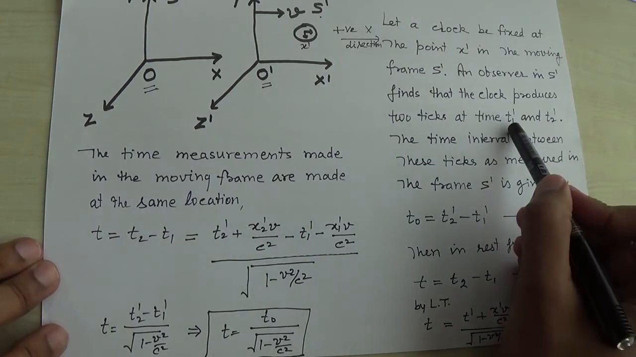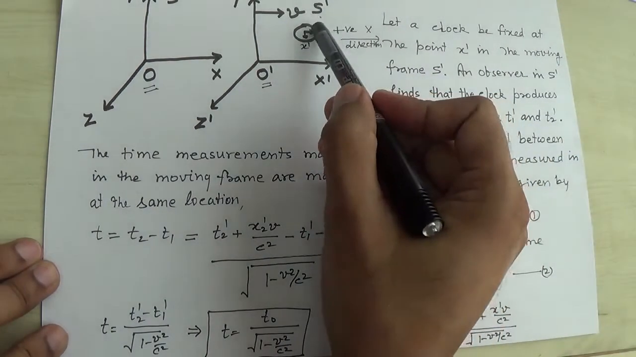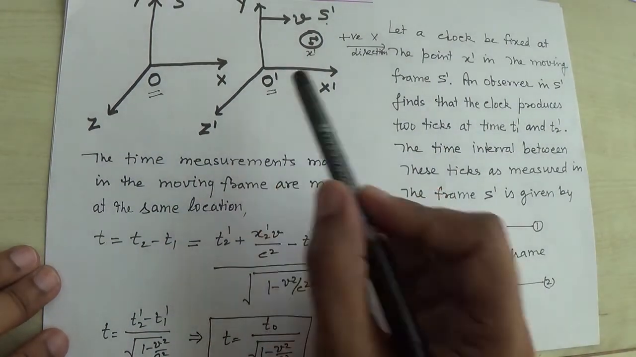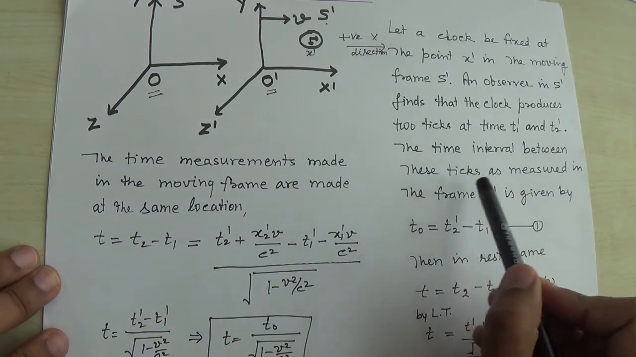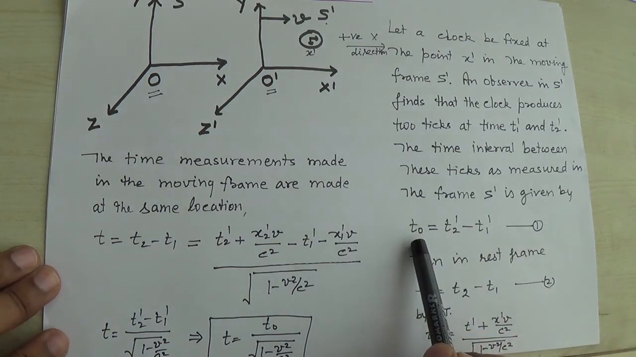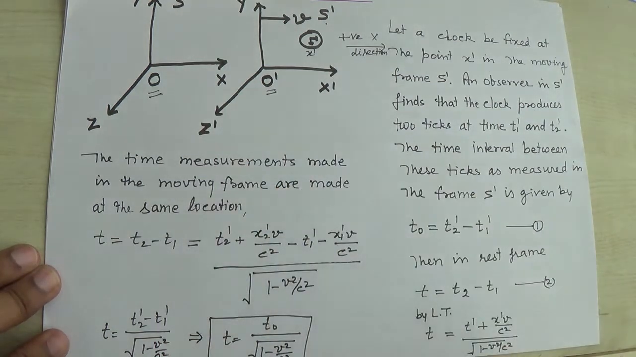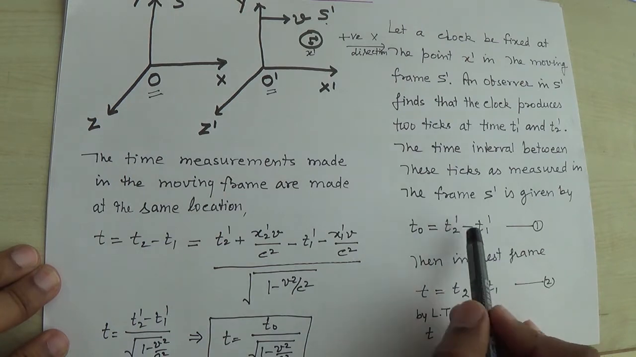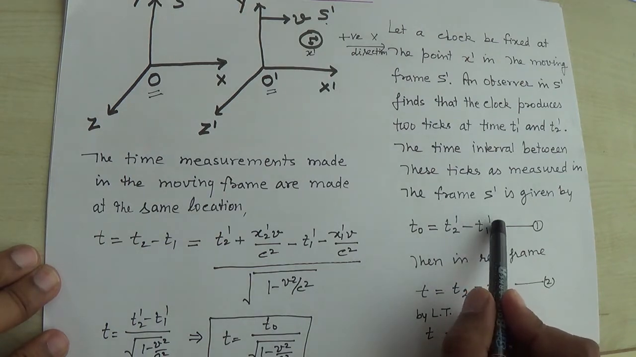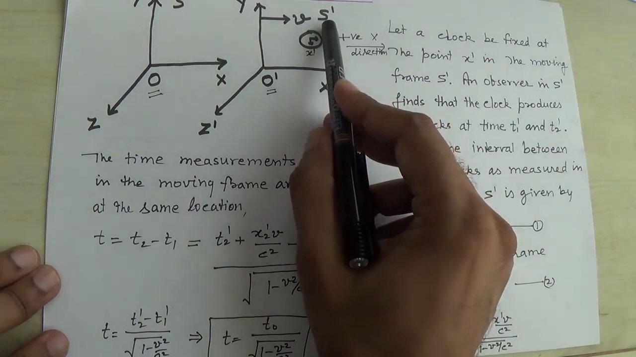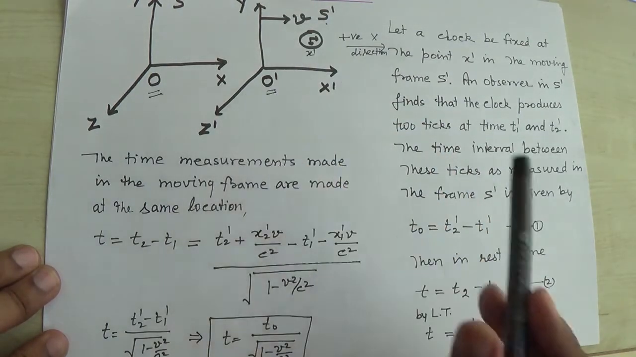Right. So at t1 prime and t2 prime are the two ticks of the clock noted by the observer O prime. The time interval between these two ticks as measured in the frame S prime is given by T naught, and T naught is the proper time which is measured by the O prime. So the time interval between those two ticks will be T2 prime minus T1 prime. That time interval is denoted by T naught in the S prime frame by the O prime observer.